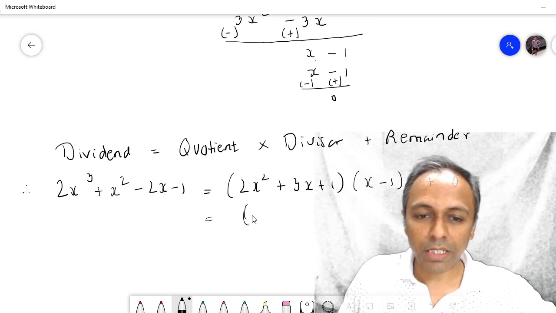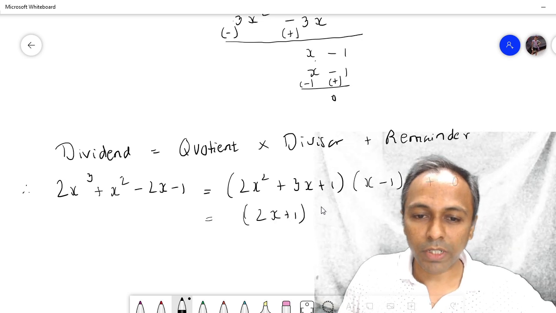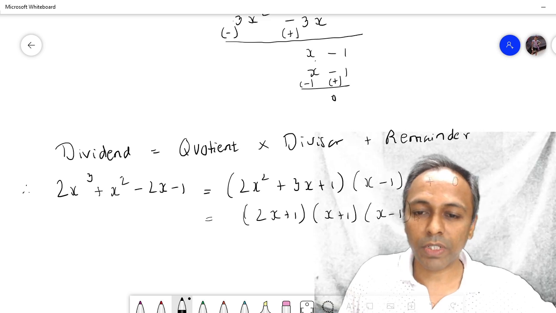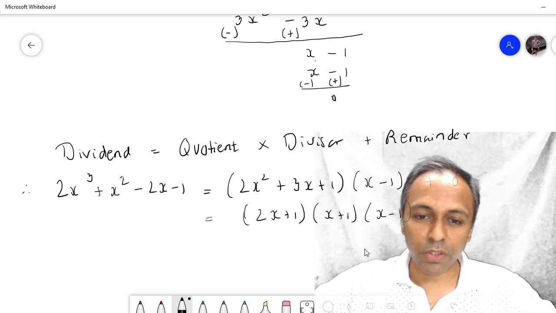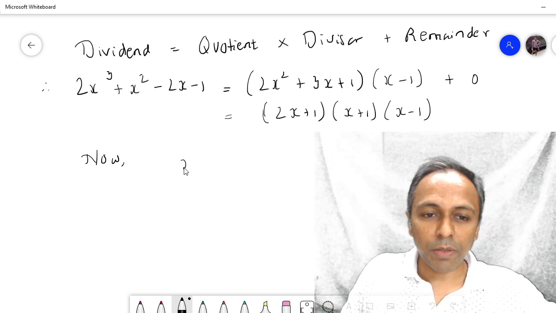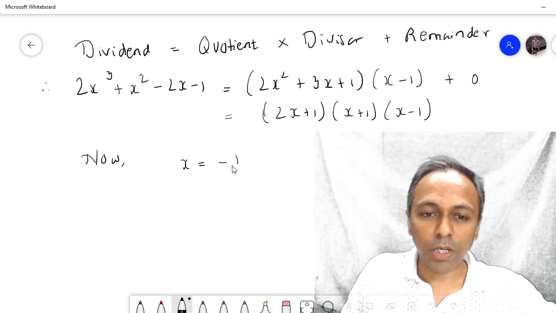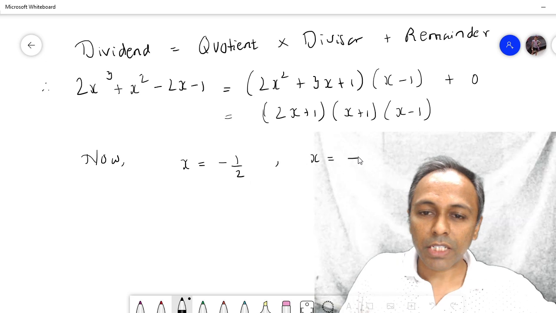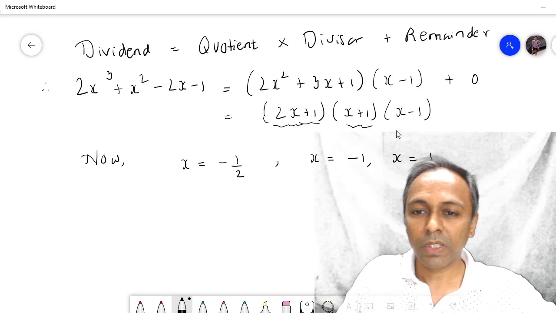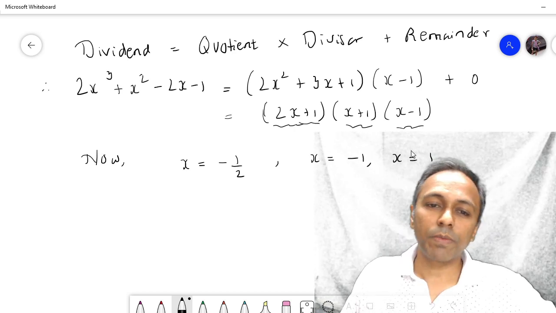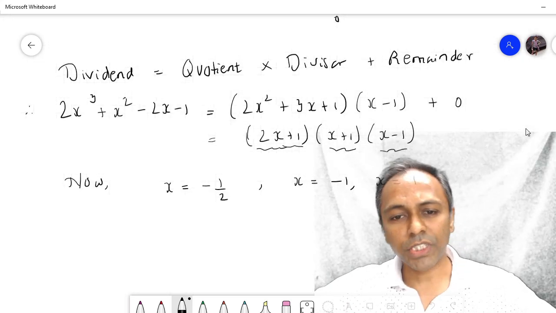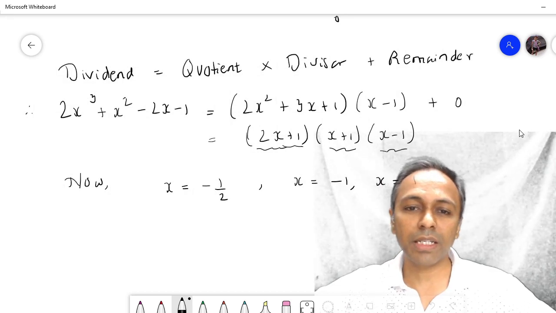This quadratic if you factorize, you will again get 2x plus 1 into x plus 1, as we had done this before, into x minus 1. And when you equate this to 0, as we have done before, I am writing directly, x value could have been minus half, x value can be minus 1 or x value can be 1 when you equate each of it to 0. That we have already done before. So both methods are shown to you. Now it is your choice, whichever you like you can use to factorize.